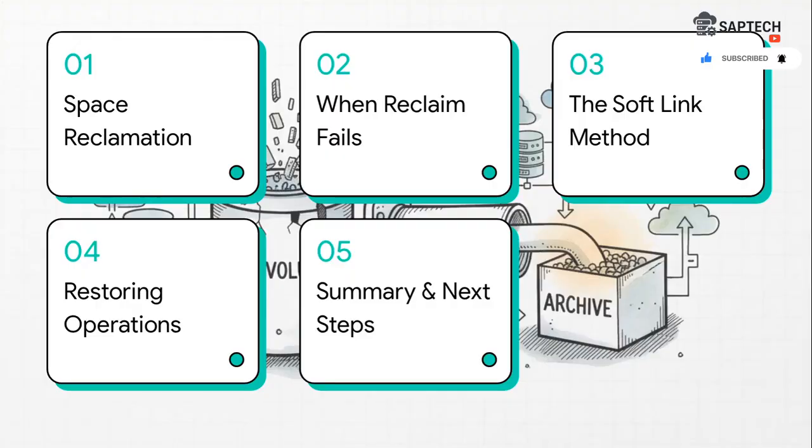All right, here's our game plan. First, we'll cover space reclamation. That's going to be your first line of defense. Then, we'll jump into the crisis scenario. What do you do when the normal commands fail? From there, I'll walk you through an emergency procedure called the soft link method. And of course, we'll show you how to clean up and get everything back to normal. And then we'll wrap it all up with the key things you absolutely need to remember.